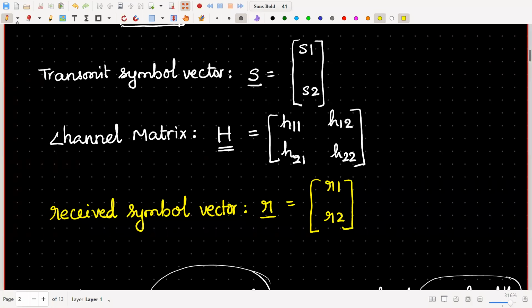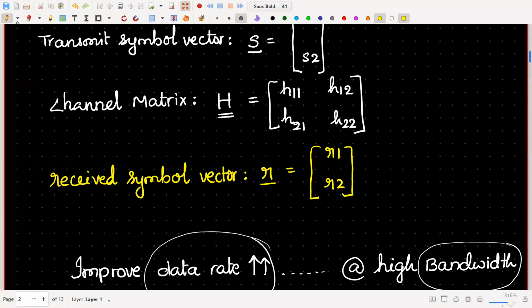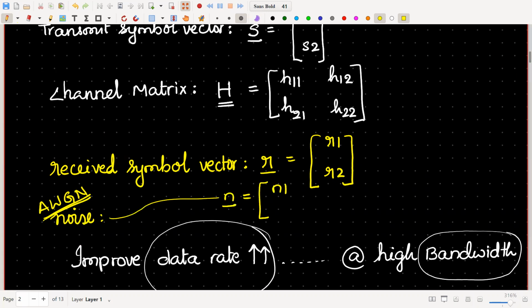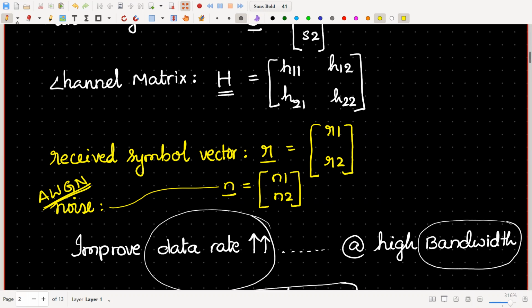And let's take additive white Gaussian noise at the receiving end. I take additive white Gaussian noise with mean 0 and variance sigma square. I'll take this noise as a vector again, a noise vector. I have 2 receiver antennas, therefore 2 components for noise, N1 and N2. So you can model this something like this.